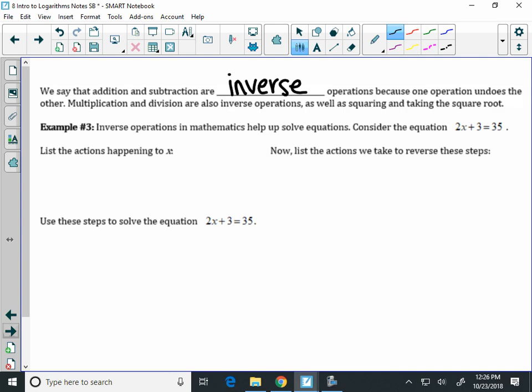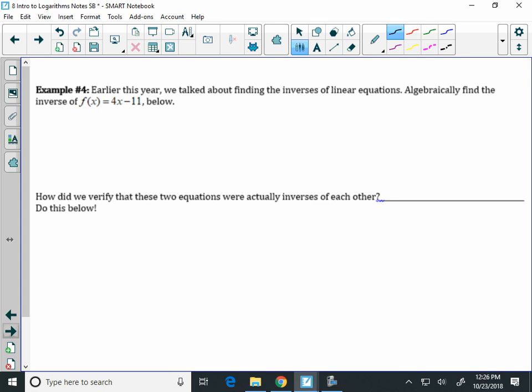But the word inverse we have seen before this year. We have seen it in situations like example 4, where we have a linear function. Here it's 4x minus 11, and we had to find the inverse. What did we do to find an inverse? If I said find the inverse of f of x, what did you do? Yeah, you switch the x and the y. So this f of x is a y. Remember we wrote this as x equals 4y minus 11, and then we were solving for y.